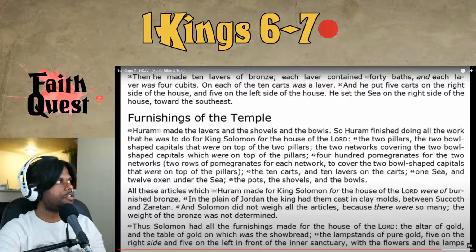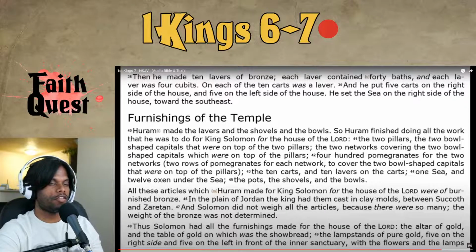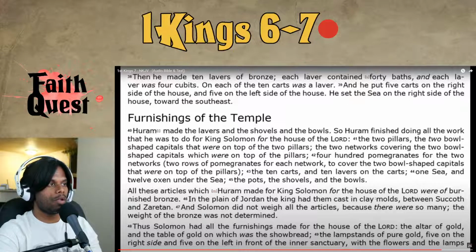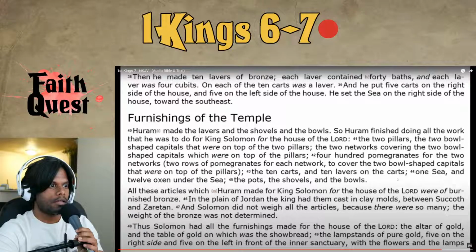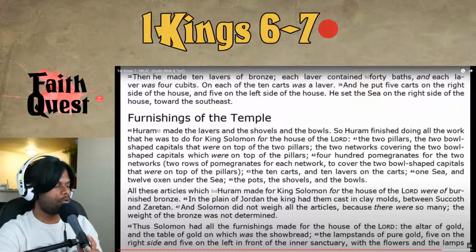Interesting. Okay, so they didn't continue to use the furnishings from the tabernacle, right? They made brand new ones. I wonder what happened to the furnishings from the tabernacle. Like the altar, the lampstand, all that stuff that were in the tabernacle, what happened to those? Since they're making new ones now.